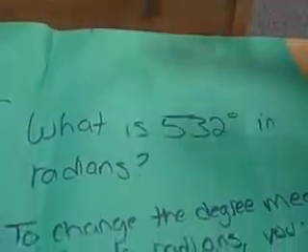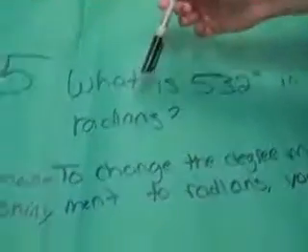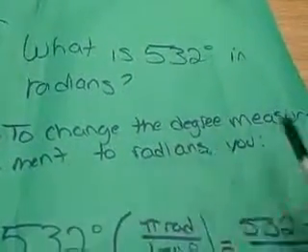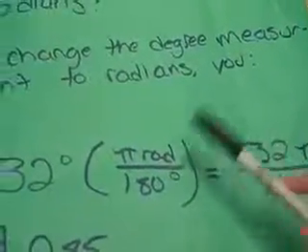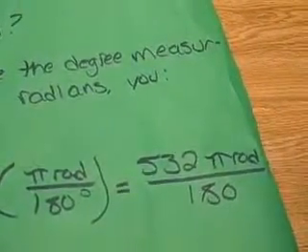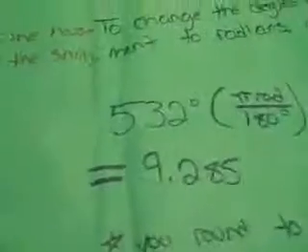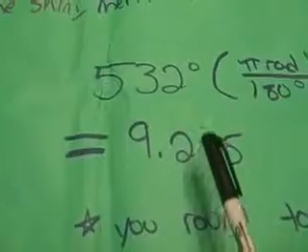Then for number 5, we need to find out degrees to radians. So what is 532 degrees in radians? To change degrees to radians, you use 532 degrees times pi radians over 180 degrees, which equals 532 pi radians over 180. And for this, we are going to round to the third decimal place, and your answer is going to be 9.285. And this is how you convert degrees to radians.